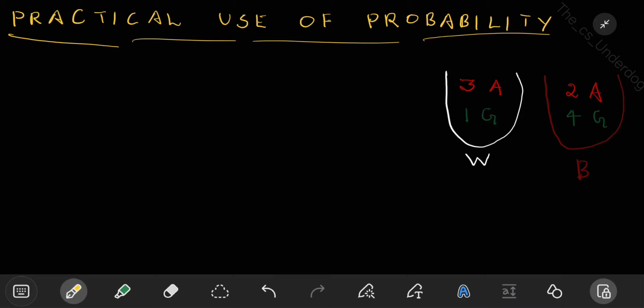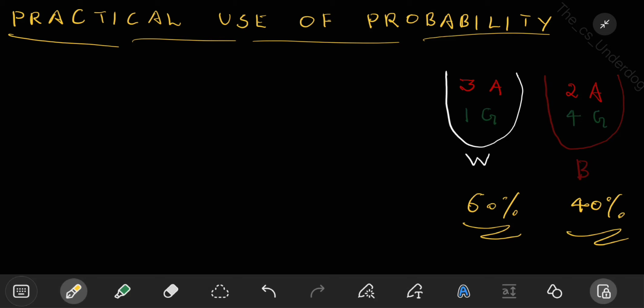Before we start this, let us say we are fixing the probability of picking these two. Say the probability of picking a white bag is 60%. There are 60% chances that when you select a bag, you will be selecting the white bag, and the remaining 40% is the chances that you will be selecting the brown bag.